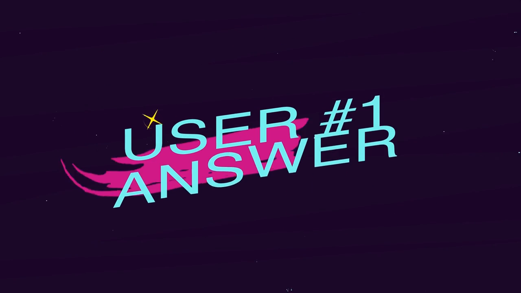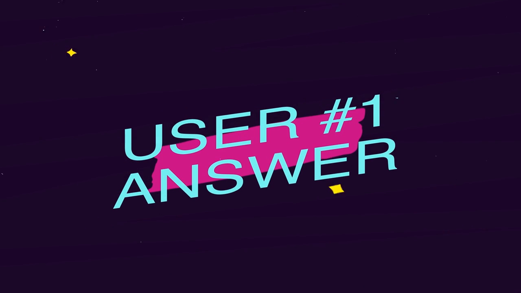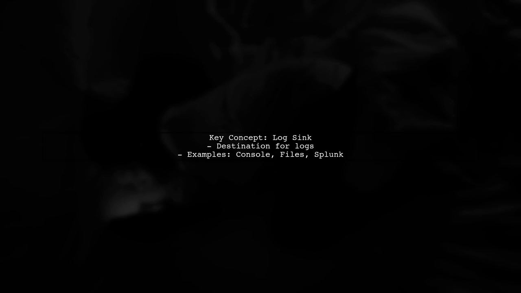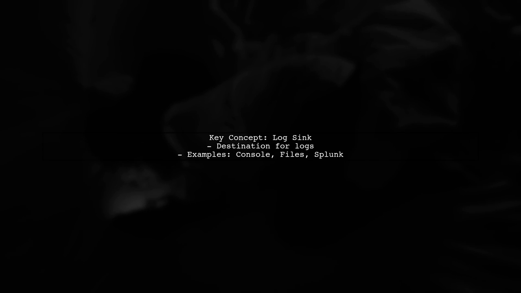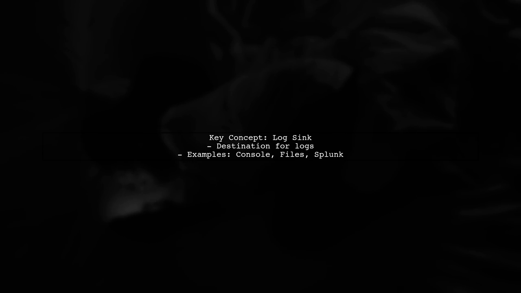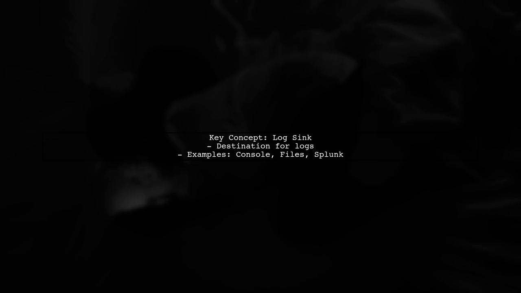Let's now look at a user-suggested answer. To manage logs in production the 12-factor application way, you need to understand the concept of a log sink. This is where your logs ultimately go. Your application should emit log events to stdout using a logger abstraction. This is the first step in the logging process.